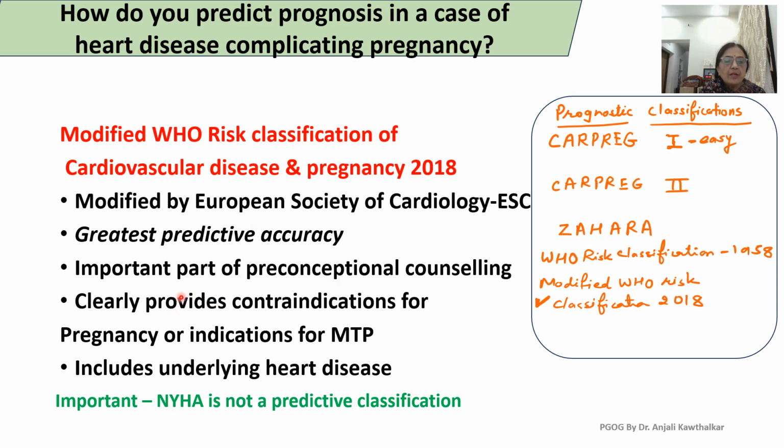Another advantage of this classification is it clearly provides contraindications for pregnancy, or in other words, it gives us clear-cut indications to consider medical termination of pregnancy if a patient conceives in those conditions. It gives consideration not only to symptoms or investigations, it also gives consideration to the underlying heart disease. So these are the advantages of this classification, and the most important advantage is that it has the greatest predictive accuracy. Again, it is important to remember NYHA is not a predictive classification.